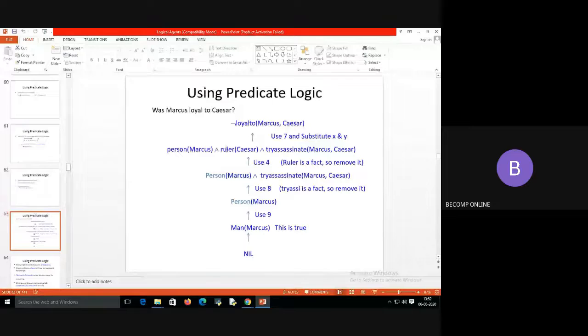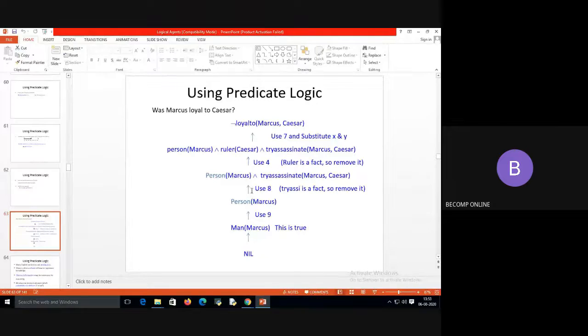Please understand, when you're ANDing, true and true will give you true. That's why ruler within bracket Caesar is a fact which is true. So I remove it. See, I have written here, ruler is a fact, so remove it. I'm using which number fact? Fact number 4. Now I'm left with the residual, that is this. Now what do I have to do? I have to check whether any of this is true.